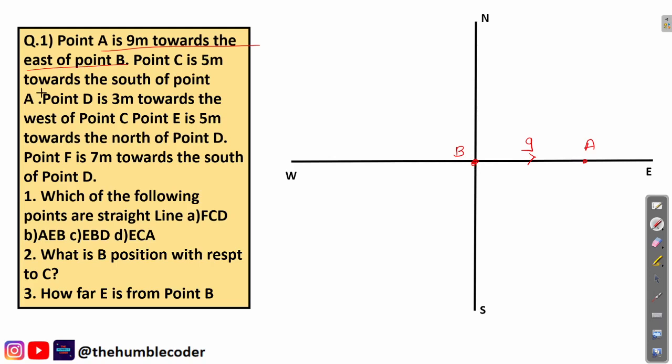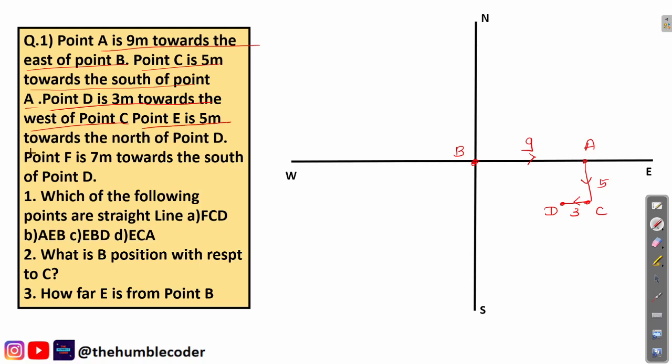Point C is 5 meters towards the south of point A. So south of point A is this, so 5 meters towards the south of point A is point C. Now the next thing is point D is 3 meters towards the west of point C. So point D will lie somewhere here, and the distance between here is 3 meters.